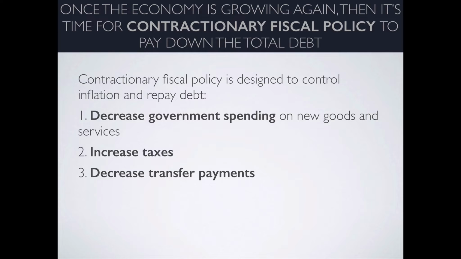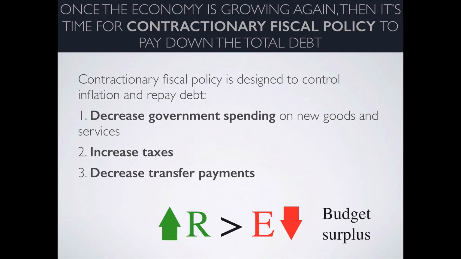We would decrease government spending on new goods and services rather than increase it. We would increase taxes, and we would decrease transfer payments. And again, so we're reducing government expenditure, we're raising government revenue. And the point of all this is to then run a budget surplus, right? These are things which are going to raise revenue, decrease expenditure. It's going to produce a surplus.